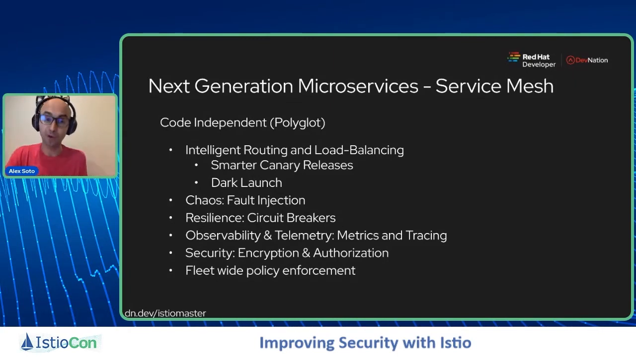Since all the traffic is intercepted, Istio has all the metrics and all the tracing information about communications and can provide this data. And what we are going to focus on today is security, encryption, and authorization. Thanks to Istio, we can make our microservices architecture more secure.